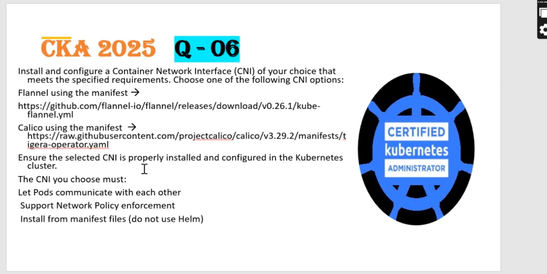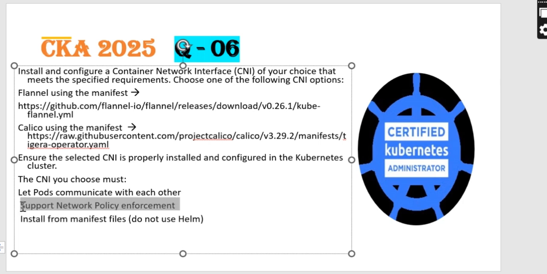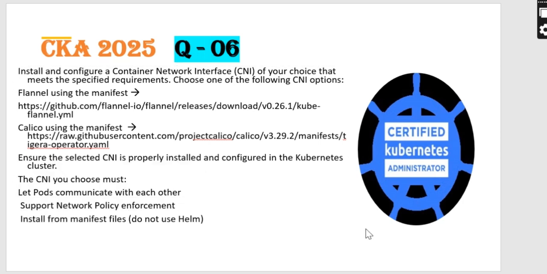And after that, the CNI, whatever we are going to choose, must follow these 3 points. Let pods communicate with each other. That also we need to test. We can create 2 pods and we can test each other by ping, using kubectl exec, and we can test it. And support the network policy enforcement. So this is the one major point you need to consider while taking your exam.